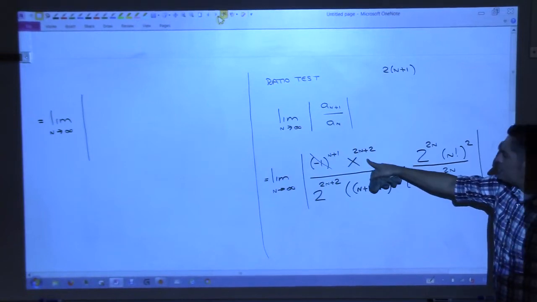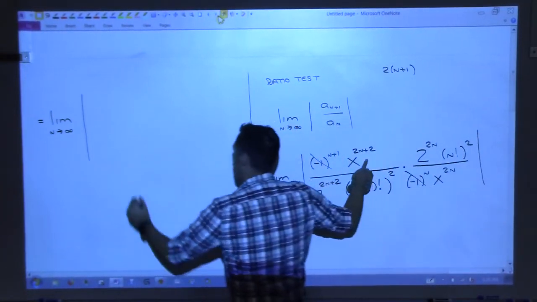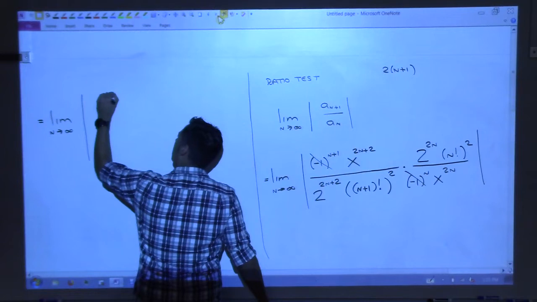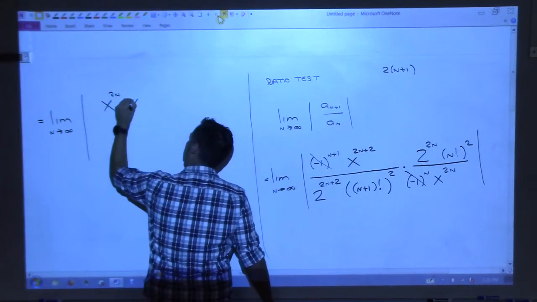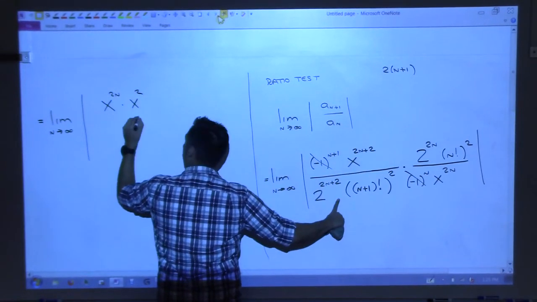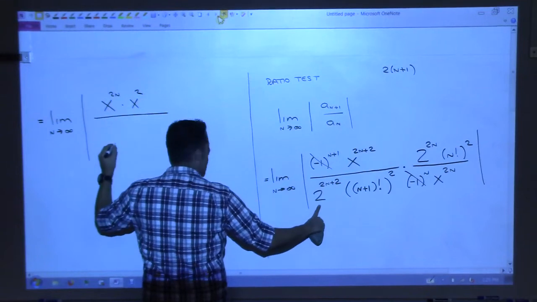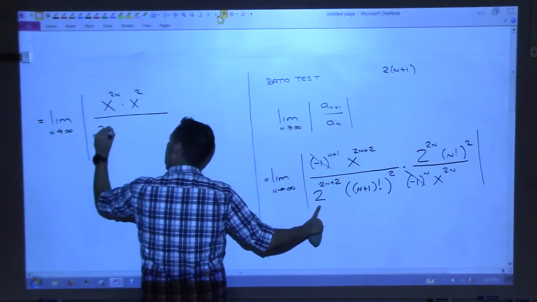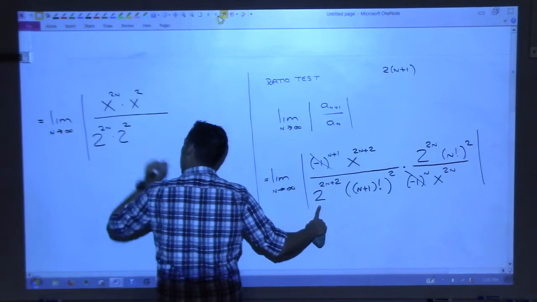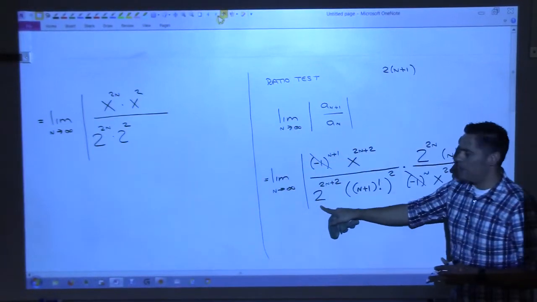Limit as n goes to infinity, right? I'm going to rewrite this as what? x to the 2n times x squared. And on the bottom, this is going to become 2 to the 2n times 2 squared, which is 4, right? But I'm just going to put it there so you see what happened.